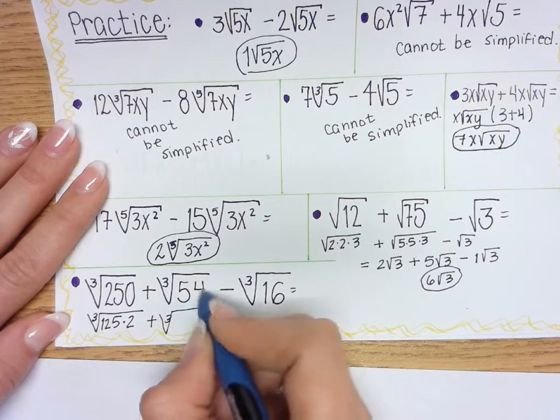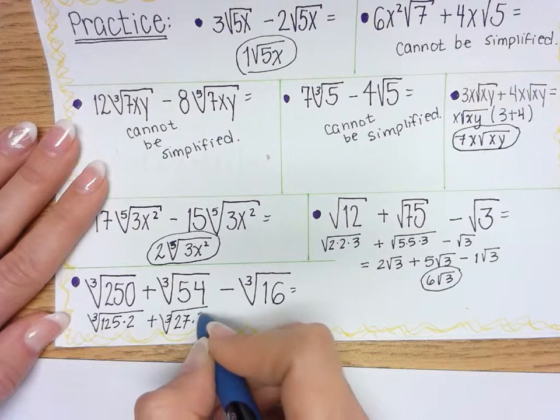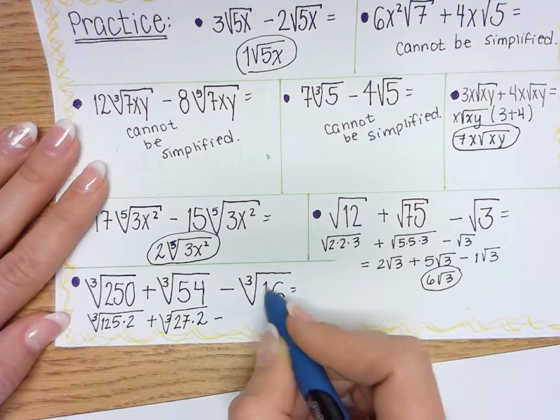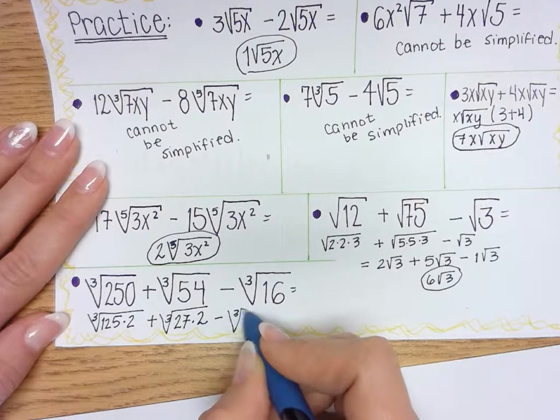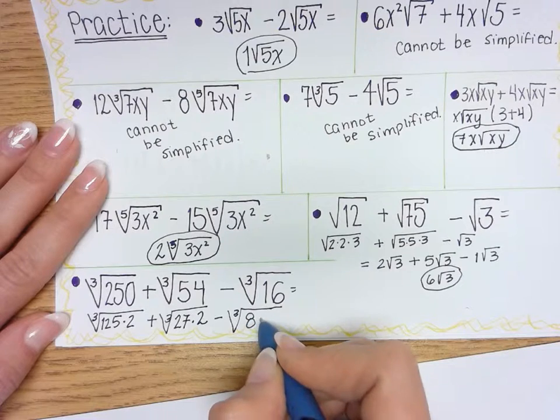You saw this number the other day. That's also 27 times 2. I'm not going to break down the 27. Minus, yeah, I know you might be good and know that it's 2 times 2 times 2, but I'm going to try to follow the same procedure. I'm going to do 8 times 2.